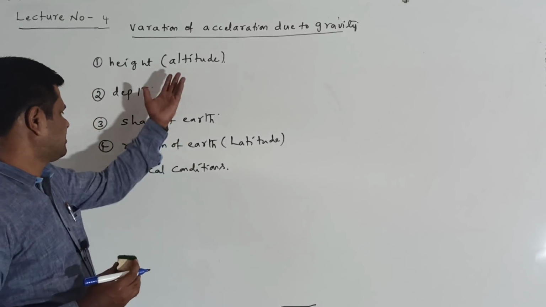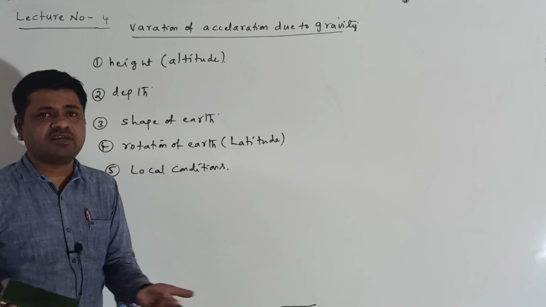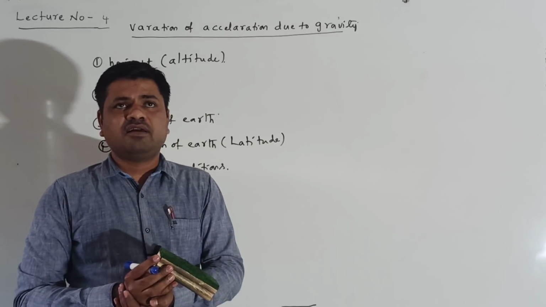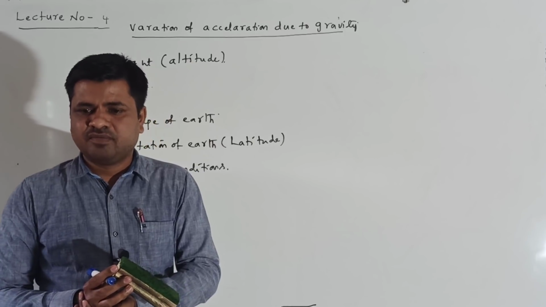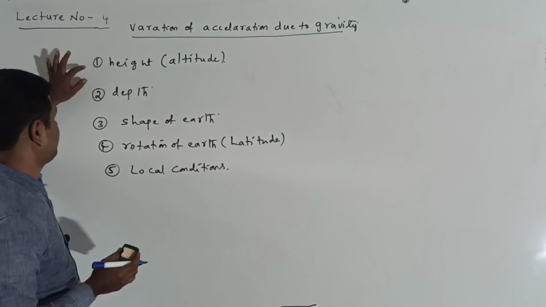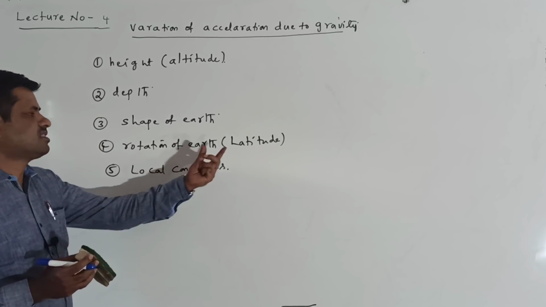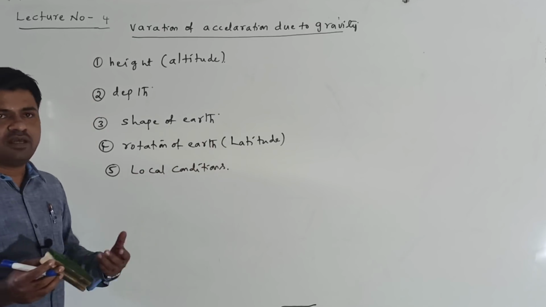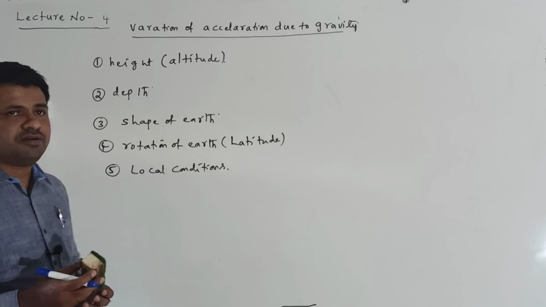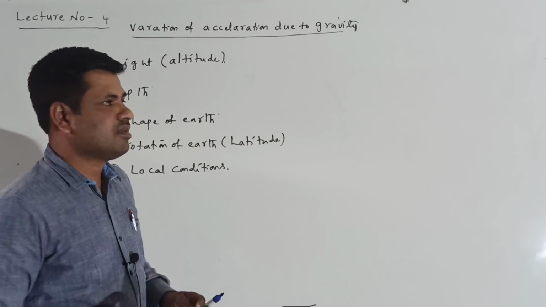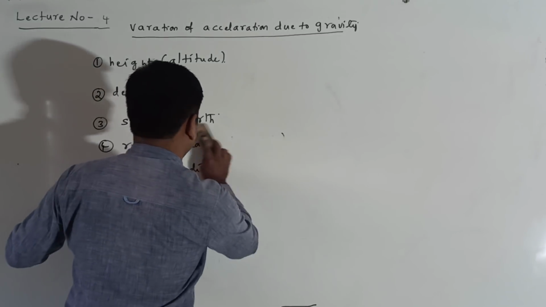But generally we are discussing this one. Generally, when local conditions change, acceleration due to gravity changes. Now first of all we will discuss one by one: due to the height, due to the depth, the shape of the earth, the rotation of the earth which is latitude, and on the local conditions also acceleration due to gravity can change. First we will discuss the height.